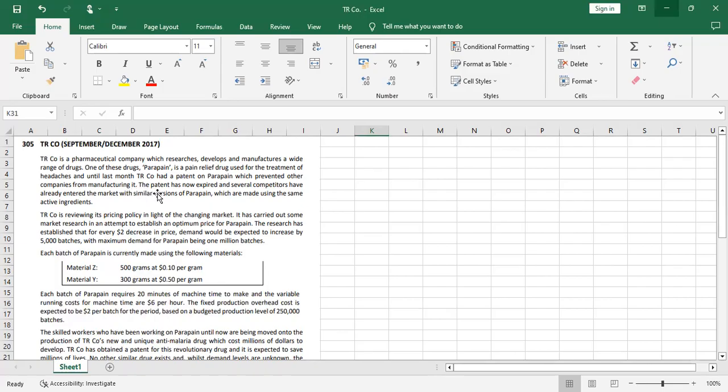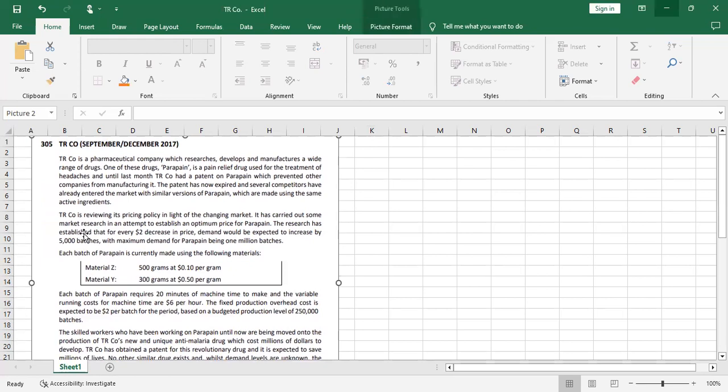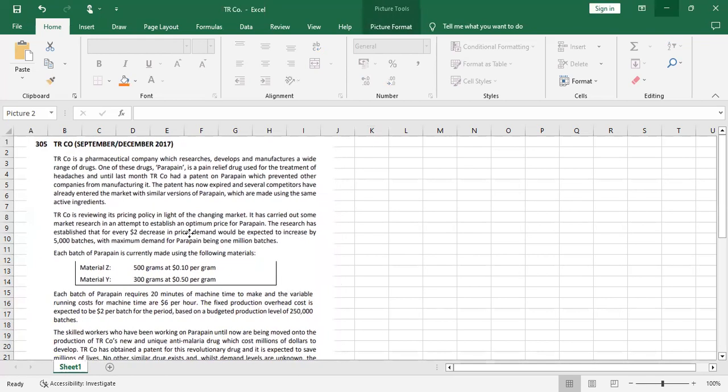Clear? The patent has now expired and several competitors have already entered the market with similar versions of the Parapain, which are made using the same active ingredients. PR company is reviewing its pricing policy in the light of the changing market. It has carried out some market research in an attempt to establish an optimum price for the Parapain.